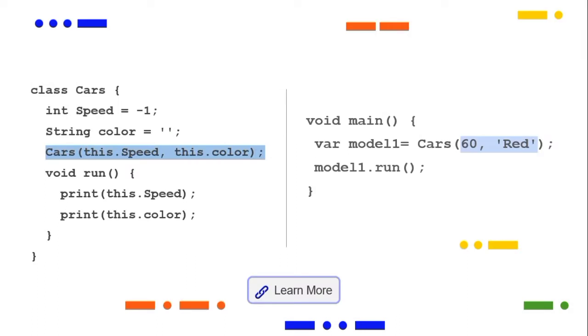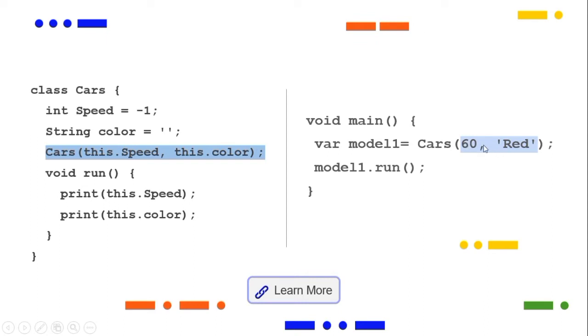What constructors actually do is provide initial values to the objects. For example, here I have a class that is cars, and it has an object, and here it is initialized by its object that is cars, and it is just passing 60 and red as values. So here this constructor cars is actually a parameterized constructor.